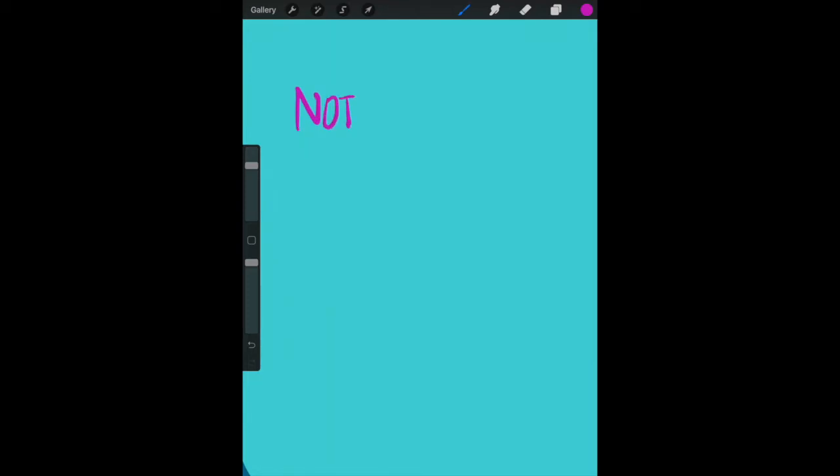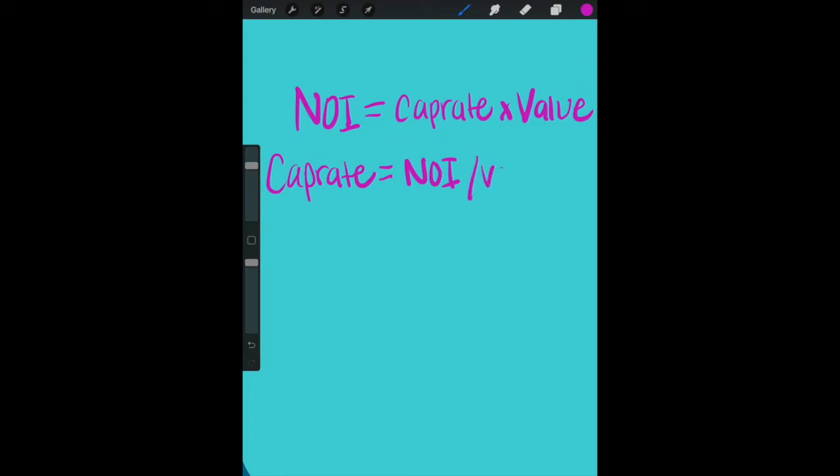Okay, for the next equation, we're going to be able to figure out, it's just simple algebra. It's your NOI, your cap rate, and you want to know your value. So it's just simple algebra like x plus z equals y. So the first one is to get your NOI, it's just going to be cap rate times your value. And to get your cap rate, it's going to be NOI divided by your value. And then the opposite for value is just value equals NOI divided by cap rate.